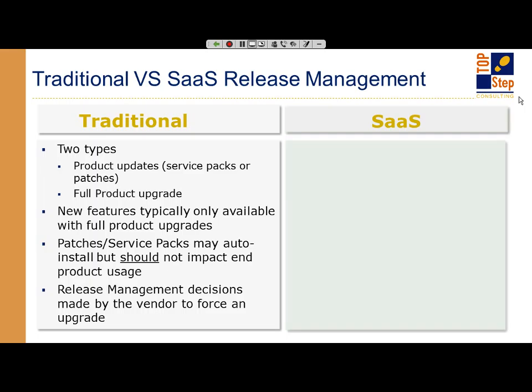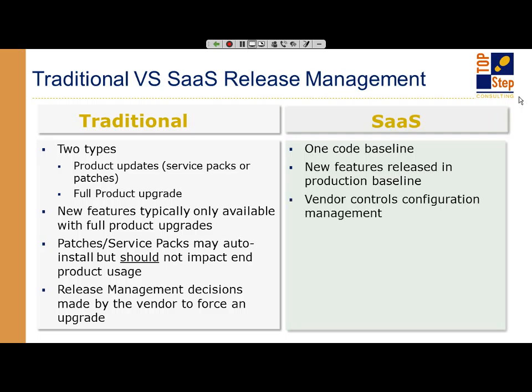Versus the SaaS model, where there's basically one code baseline, and it's owned by the vendor. Anything that's a new feature is released as part of that single baseline, and the vendor will perhaps give you controls as to how to configure and manage the changes that are coming in that baseline. So they don't necessarily say, okay, you have to do invoicing this way in OpenAir now. They give you an option to say, hey, here's a different way you can do invoicing. Here's the feature, here's how it works.